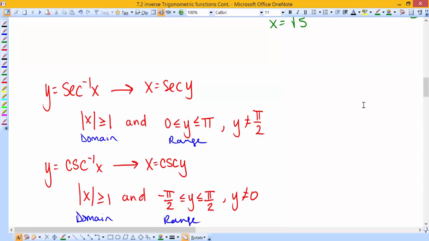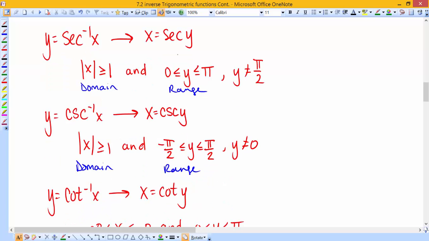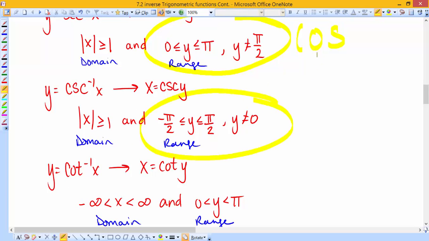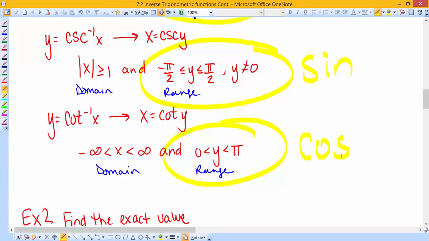We're going to start looking at the inverse of the 3 cofunctions, secant, cosecant, and cotangent. Pay attention to their range. Secant has the same range as cosine, and that makes sense because secant is the cofunction of cosine. Cosecant has the same range as sine, they're cofunctions. And then our cotangent, that's the tricky one. Cotangent doesn't have the same range as tangent. It has the same range as cosine, 0 to pi, and that's because of the graph.